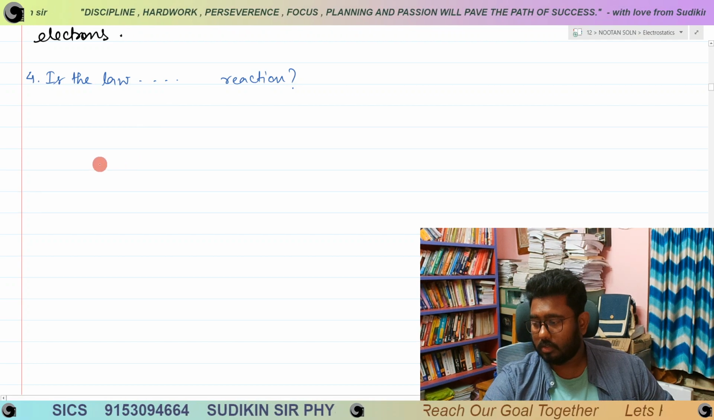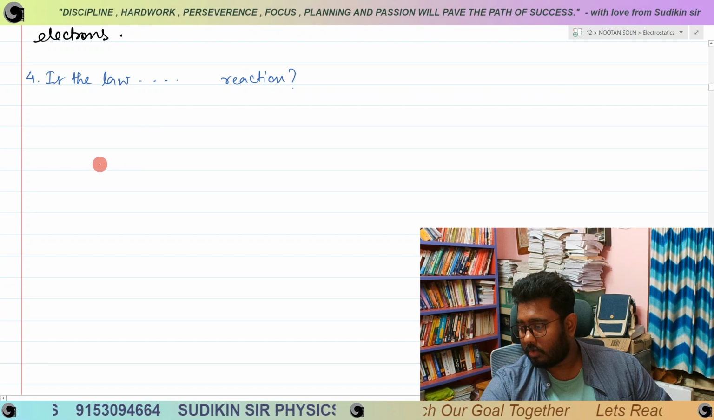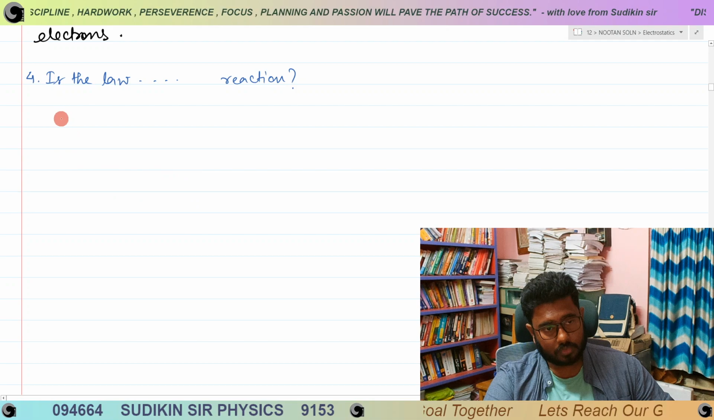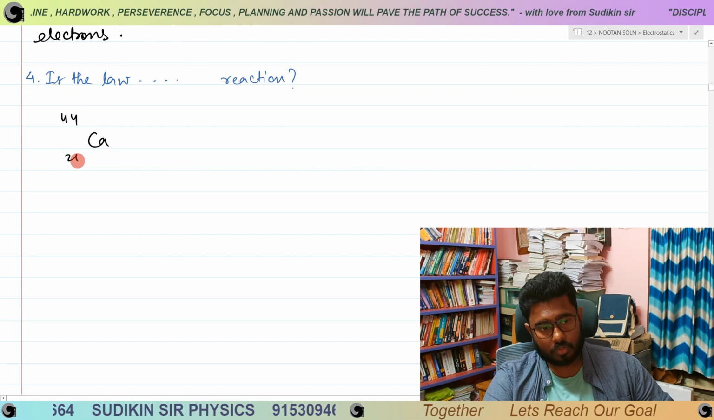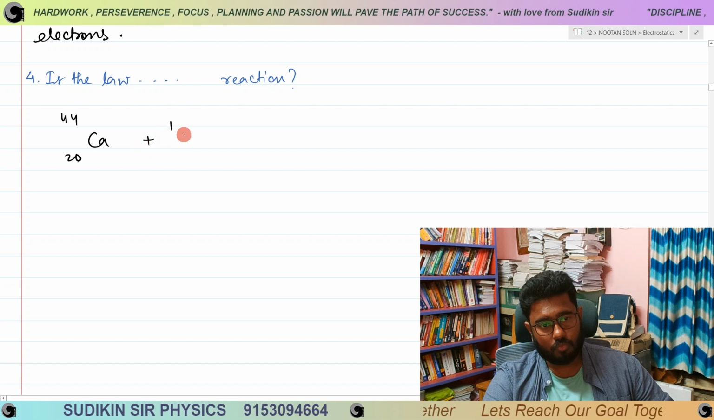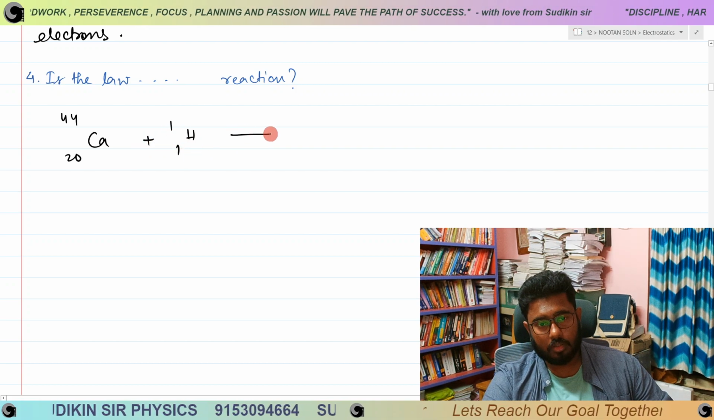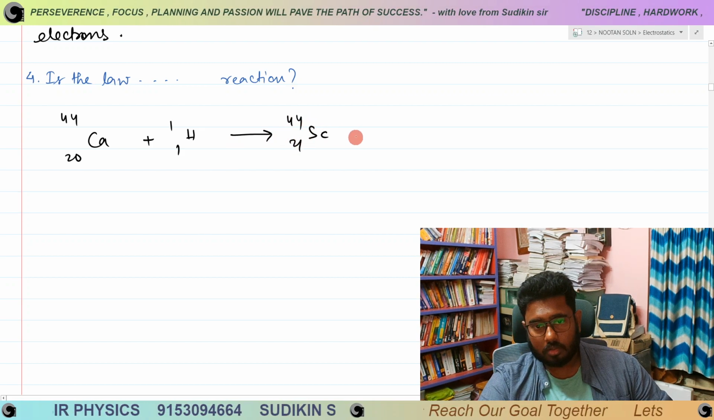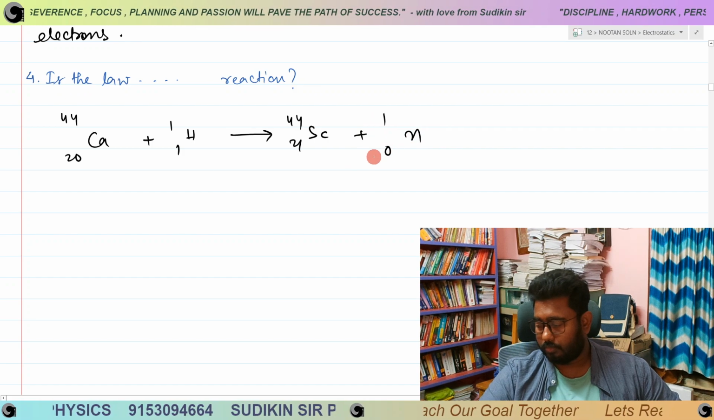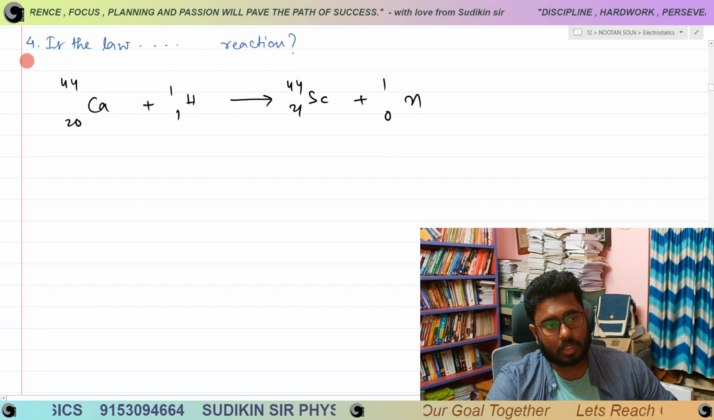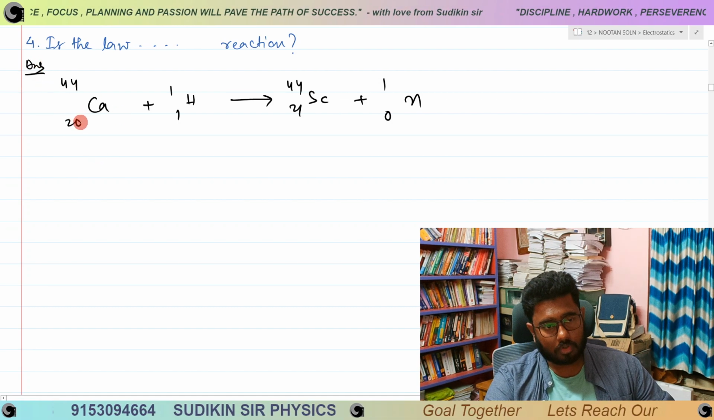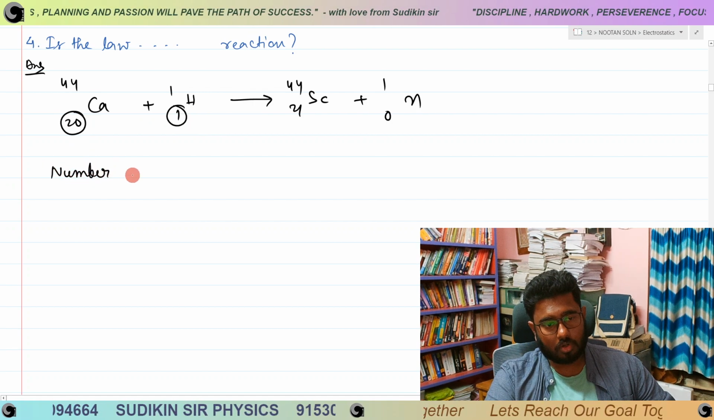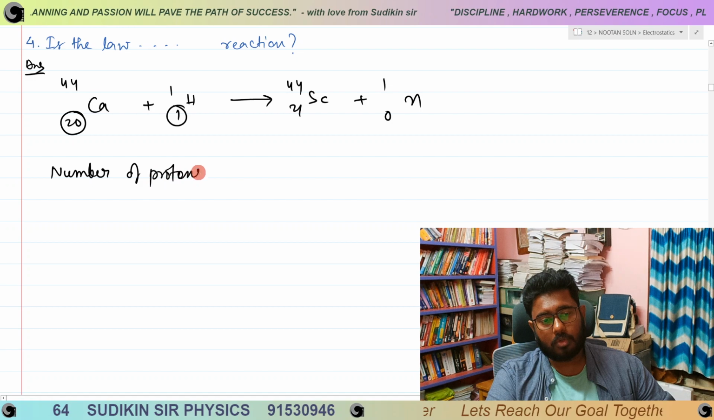Next question. They have asked whether the law of conservation of charge is valid in the following reaction. The reaction is 44Ca20 plus 1H1 giving rise to 44Sc21 plus 1n0. Let us look at the number of protons here. The number of protons is 20 plus 1. Number of protons means positive charge.